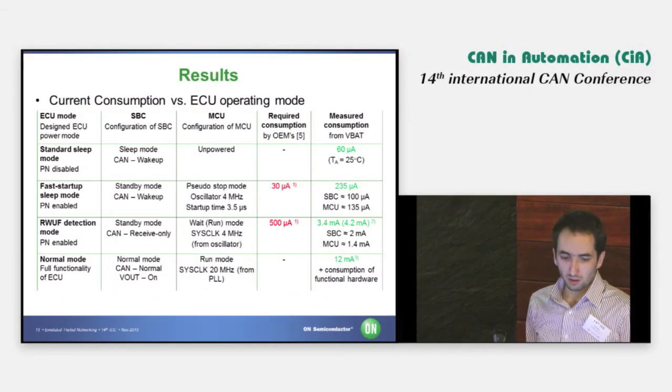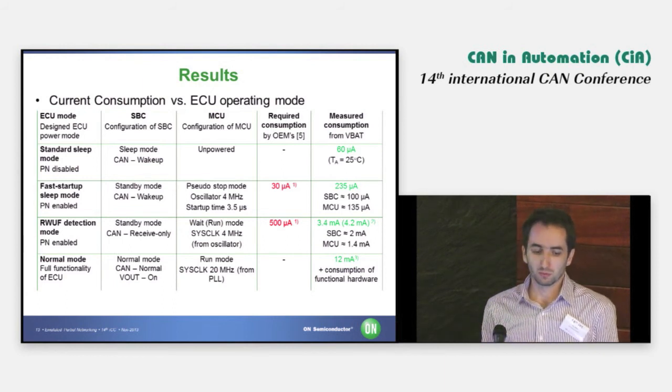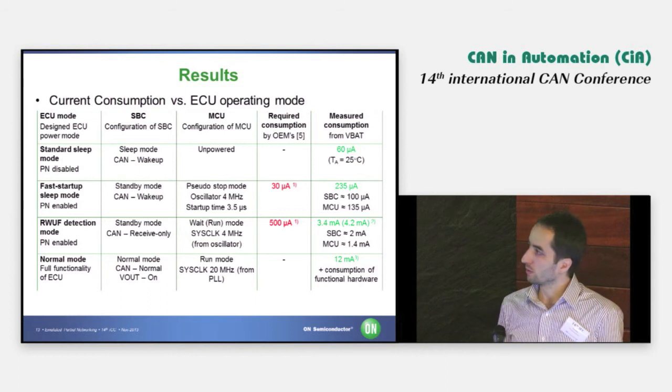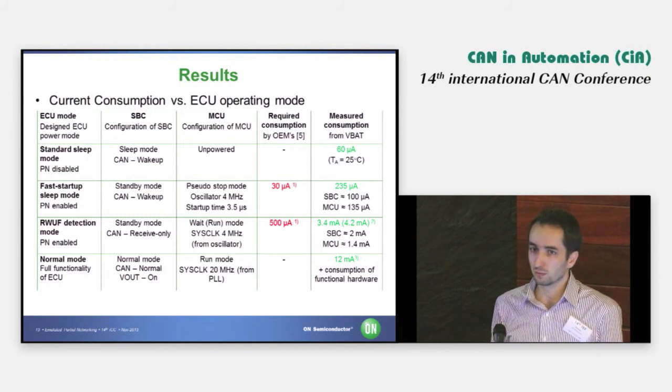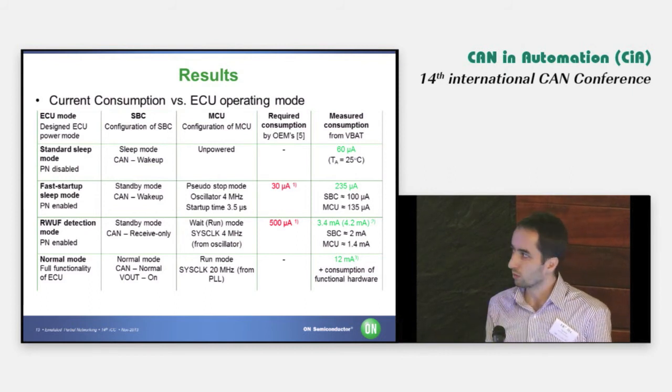And now the comparison to the state of the art, or to the requirements on the market. There is an OEM requirement spec, and particularly for partial networking, we have a requirement of 30 microamps in low power sleep mode with partial networking functionality enabled, while there is 500 microamps maximum current consumption when there is ongoing communication on the bus. What we achieved is a bit higher.